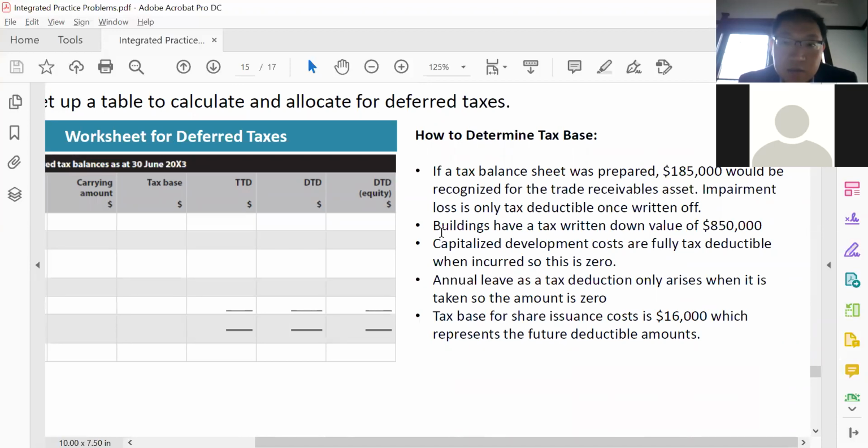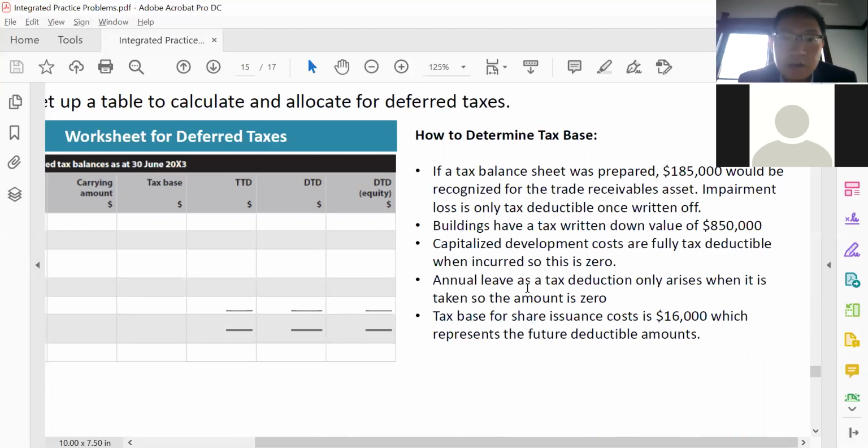Capitalized development costs, with reference to those development costs, will be fully tax deductible. So the amount has already been tax deductible. Therefore, this amount is 0. Annual leave, again, is a tax deduction that only arises when it is taken. And so this amount is also 0. We can't use what the accounting carrying amount is because we don't know if that's been taken.